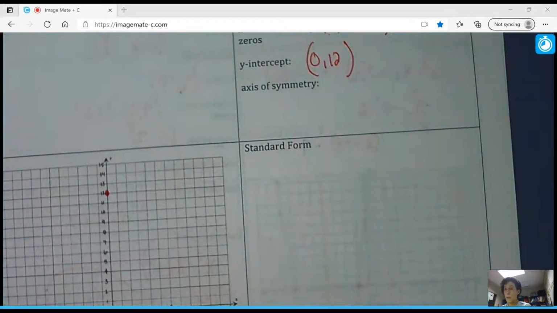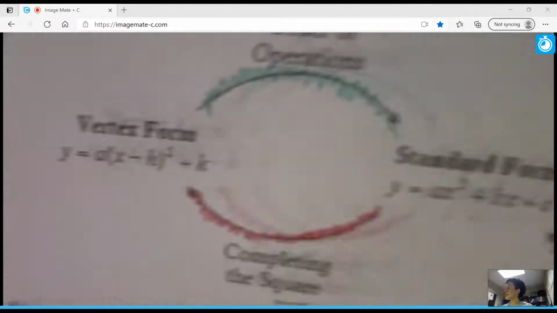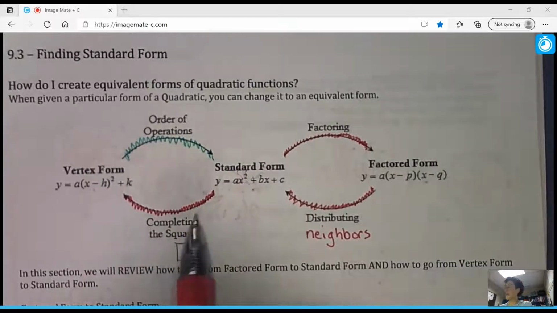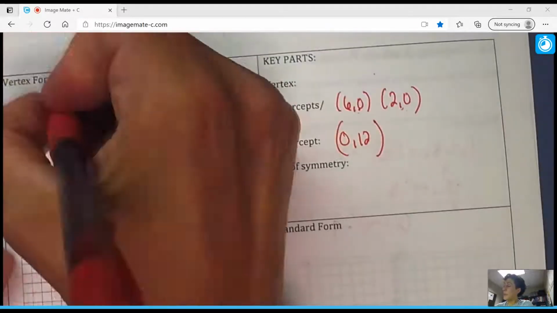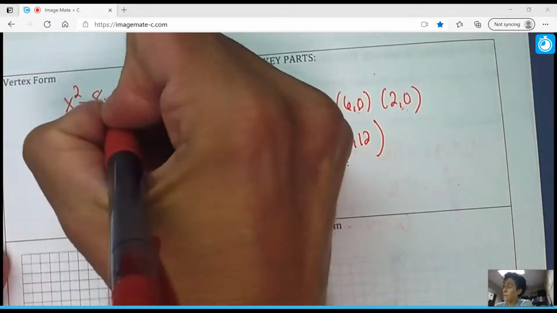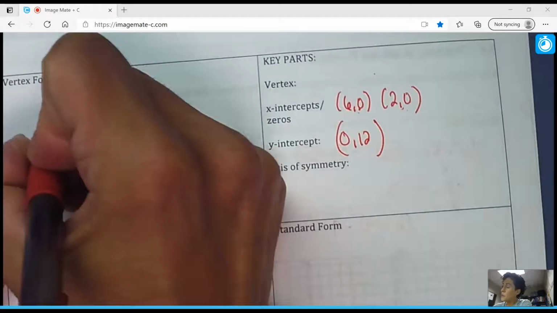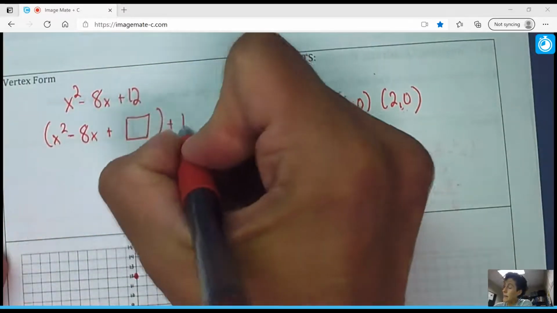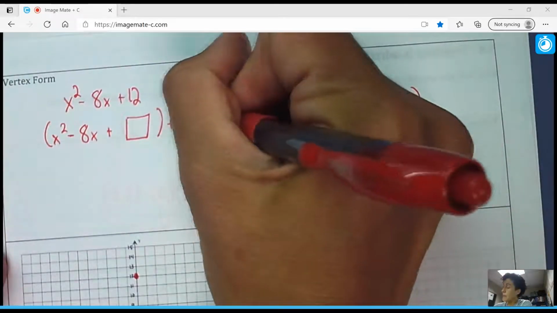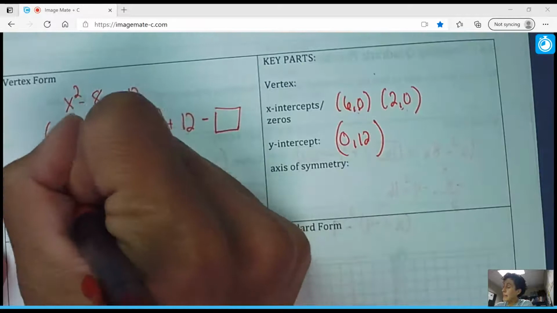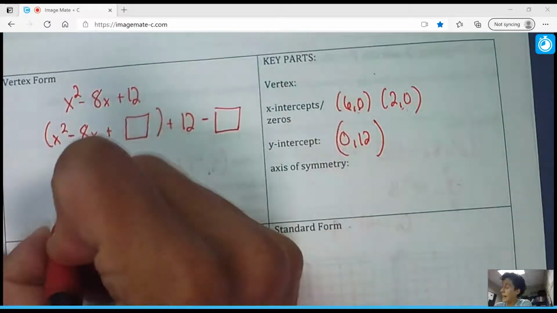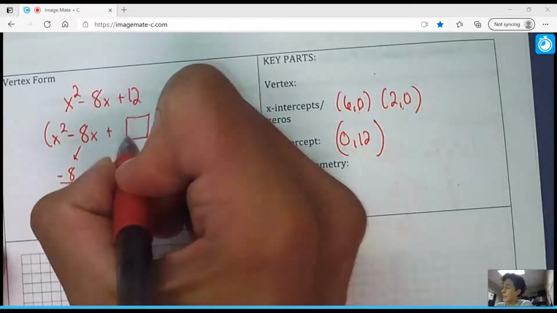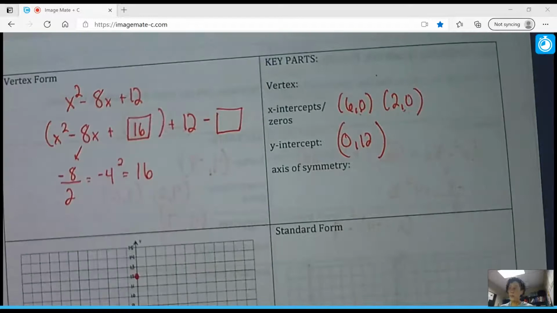And so the last thing I'm going to do now is get my vertex form, which can only be done with standard form. So we're going to do that process of completing the square. I'm going to take those x's that are here, and I'm going to group them and add a square. And then my non-x will be separated outside of the parentheses, and I'll subtract my square. And I'm going to take negative 8. I'm going to cut it in half for negative 4, and then I'm going to square it, and I'm going to get 16.